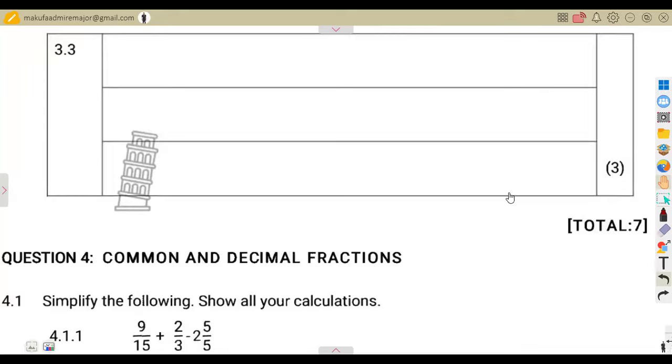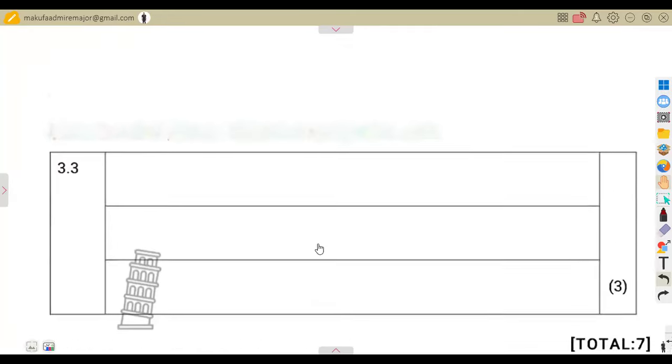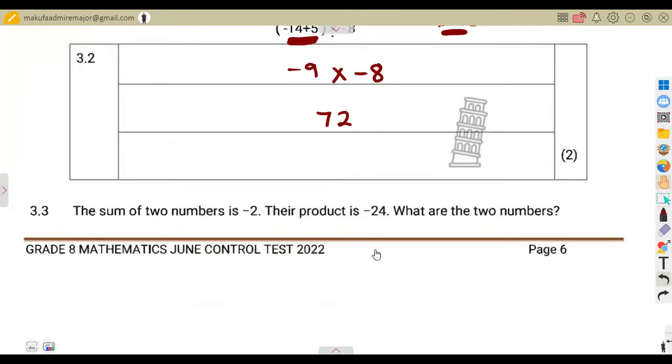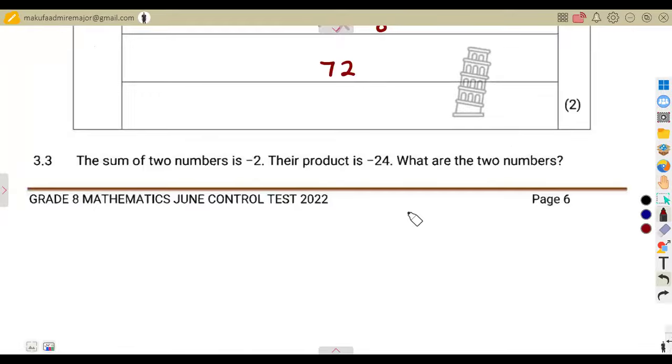So that was our 3.2. All right, 3.3. There's something there. Oh, I left something here. 3.3. The sum of two numbers is -2. Their product is -24. What are the two numbers?